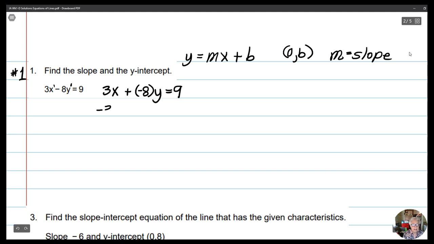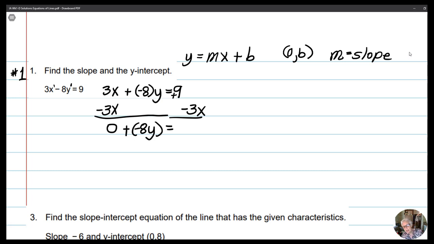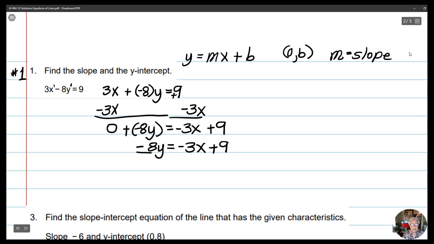Now I'm going to subtract 3x from both sides of the equation. Minus 3x is 0. And I'll bring down the plus negative 8y. Now that equals, I'm going to put a plus in front of the 9 because it's positive. Now I'm going to take the negative 3x and put it in front, and then put the plus 9 behind. All right, over here, 0 plus negative 8y is negative 8y equals negative 3x plus 9. I'll divide each term by negative 8.